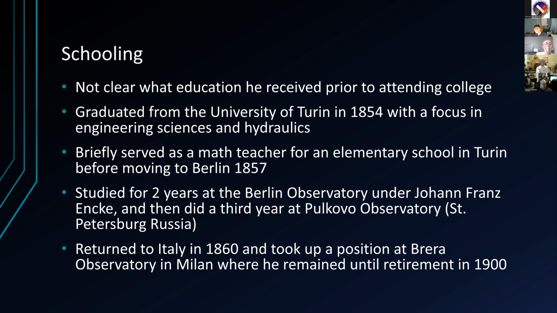And then after his 2-year stint at the Berlin Observatory, he took a jaunt over to St. Petersburg, where he spent some time at the Pulkovo Observatory. I wasn't able to find any records of exactly what he was studying at these 2 observatories. But upon completing a year at Pulkovo, he returned to Italy in 1860, where he took up a position at the Brera Observatory in Milan, where he remained until his retirement in 1900.